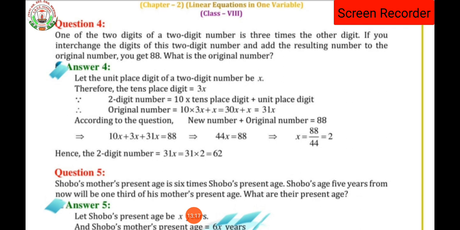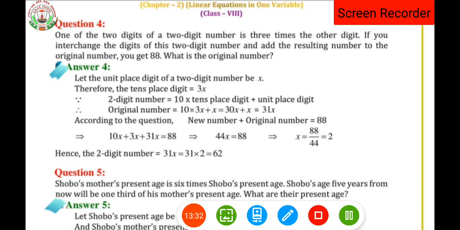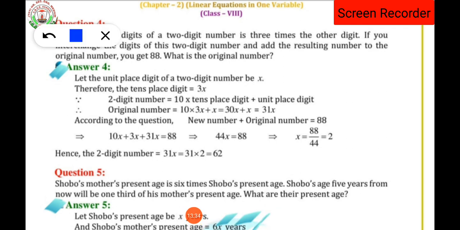One of the two digits of a 2-digit number is 3 times the other digit. If you interchange the digits of this 2-digit number and add the resulting number to the original number, you get 88. What is the original number? So it is the same as question number 3. So let the units digit, the ones place value, be x and the tens place value be 3x.